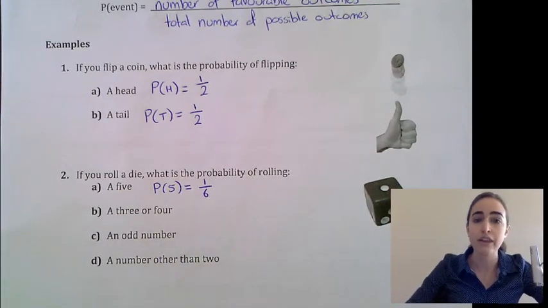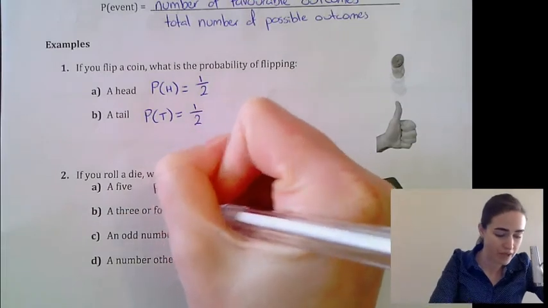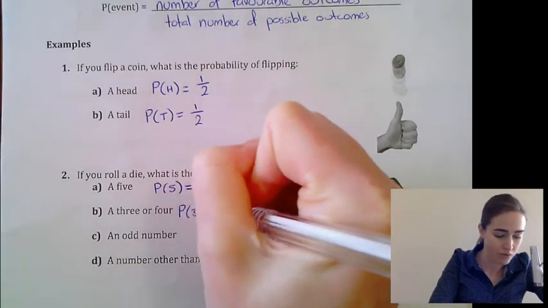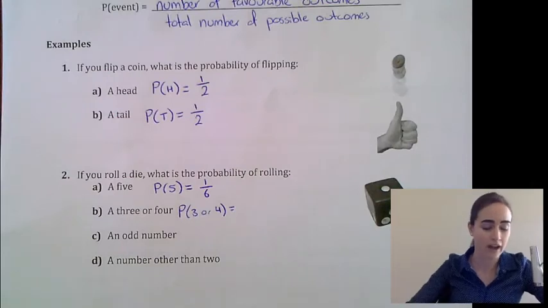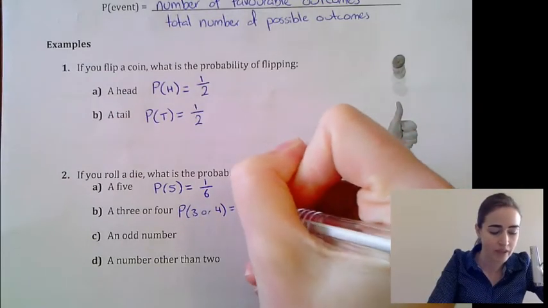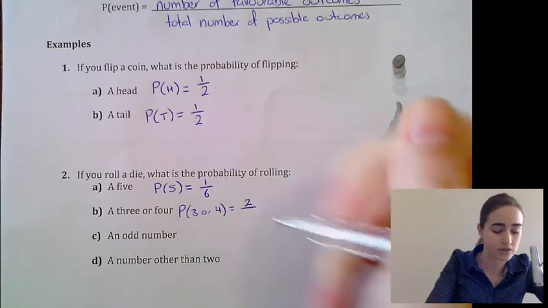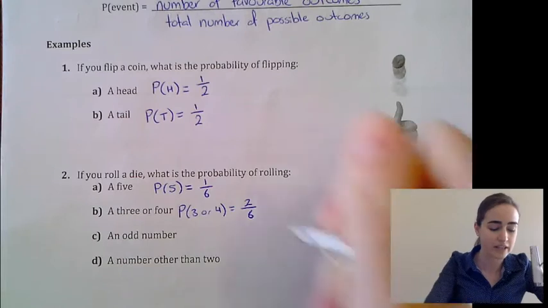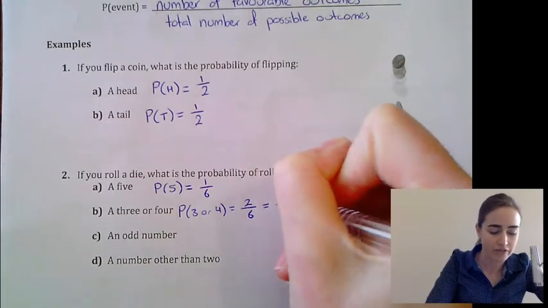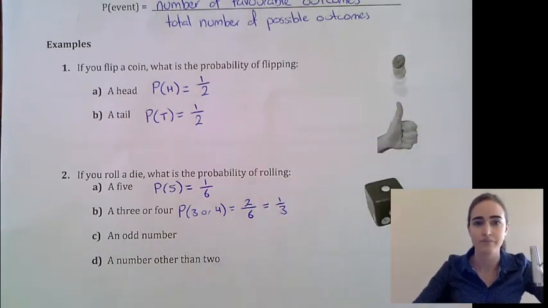Probability of rolling a 3 or a 4. So we'll write P(3 or 4). Well, there's one 3 and there's one 4. So if we're rolling a 3 or a 4, then there's 2 possible outcomes that satisfy that, out of a total of, well, there's still 6 outcomes in total. So 2 out of 6, or we could simplify that fraction to 1 out of 3.